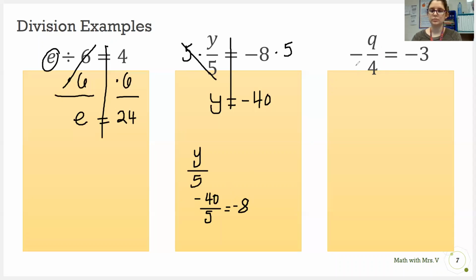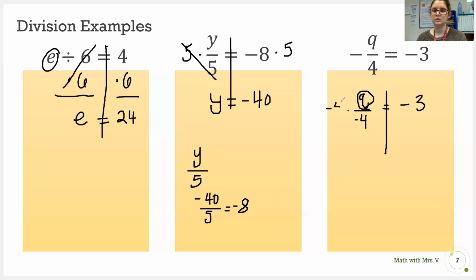And our last example. Remember when we talked about fractions in a previous video, we said that the negative could be out to the middle, it could sit with our numerator, or it could sit with our denominator. Because we are moving the denominator, I'm going to rewrite this so that my negative is with my 4. So I can go ahead and move it to the other side of the equation without having to do extra steps. So I'm dividing by negative 4.